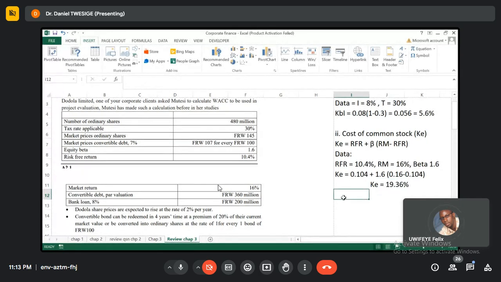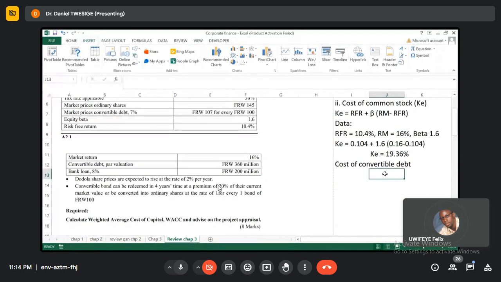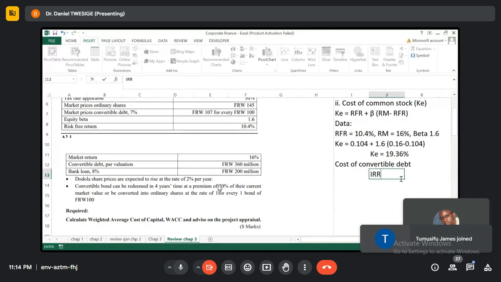Okay. Now what are we remaining with? The cost of convertible debt. You remember what we said? For the cost of convertible debt, what we need is the IRR of this debt. You need the IRR.